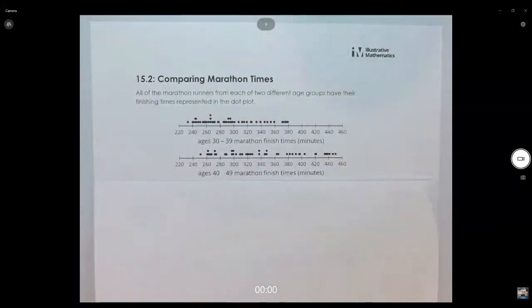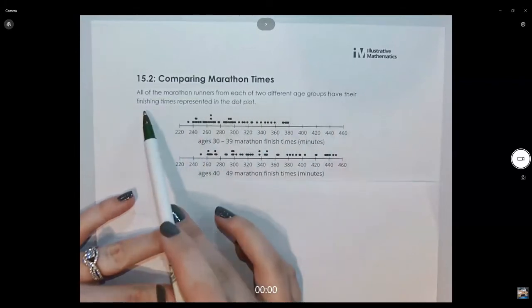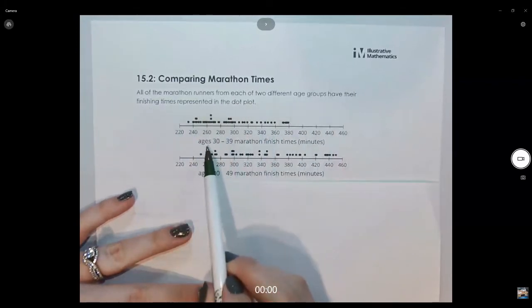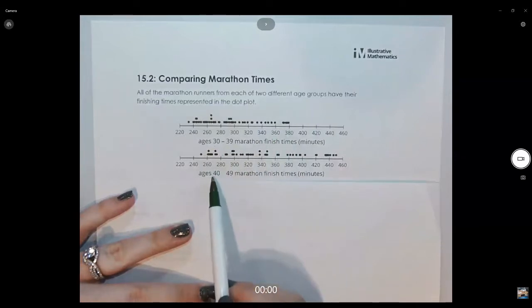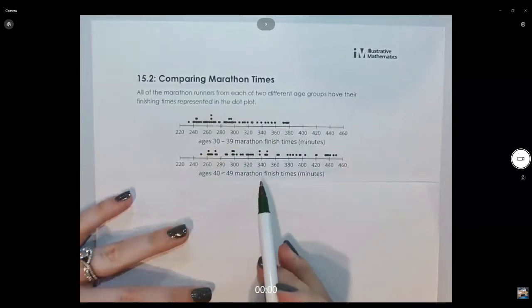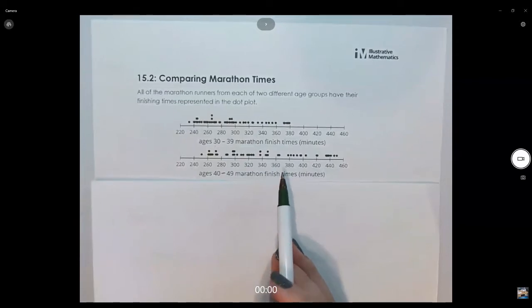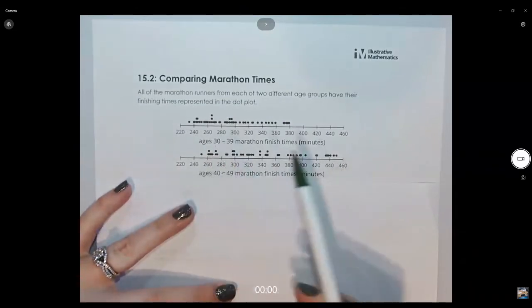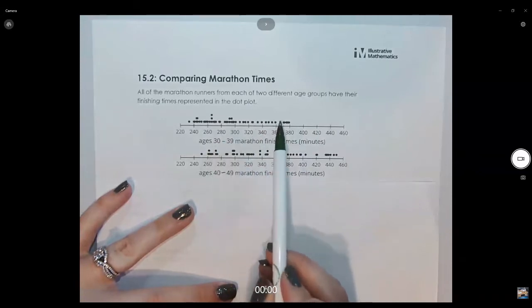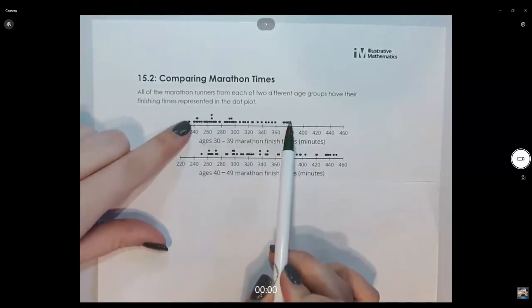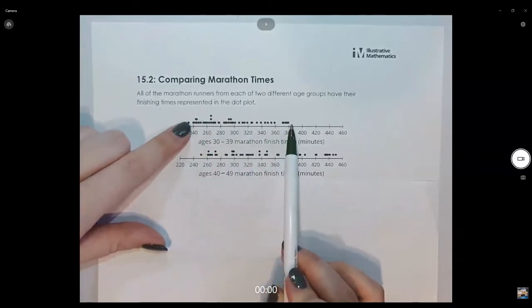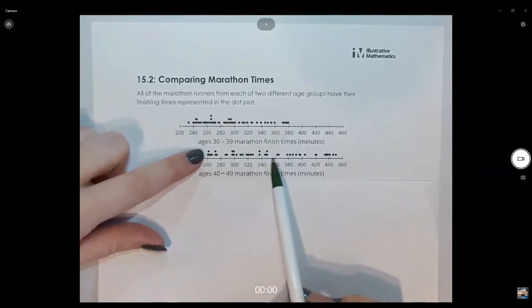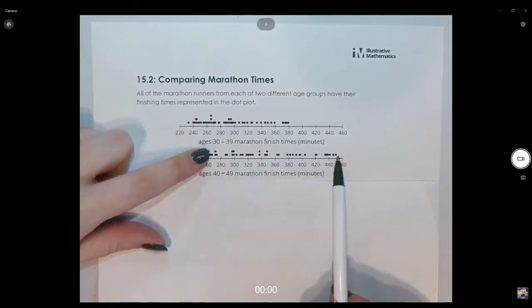Let's look at a little bit of data and see what we can determine from it. It says all of the marathon runners from each of two different categories have their finishing time represented in the dot plot. So we have ages 30 to 39 here, and we have ages 40 to 49 here, and how long it's taking them to finish this marathon. If you notice, the longer that it takes them to finish, the worse. Like, we want smaller numbers. So you can see from here just that 30 to 39 tend to do a little bit better. They are pretty spread out, but they do a little bit better than 40 to 49, because we can see that 40 to 49 is typically a little bit higher.